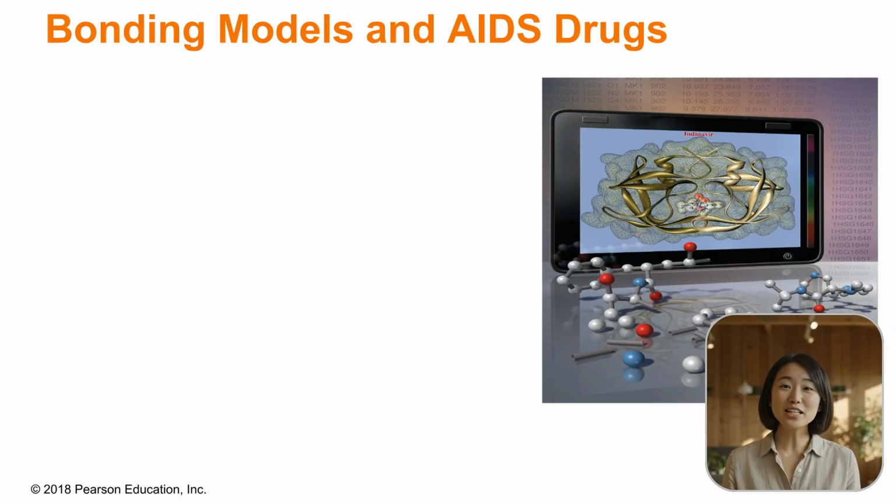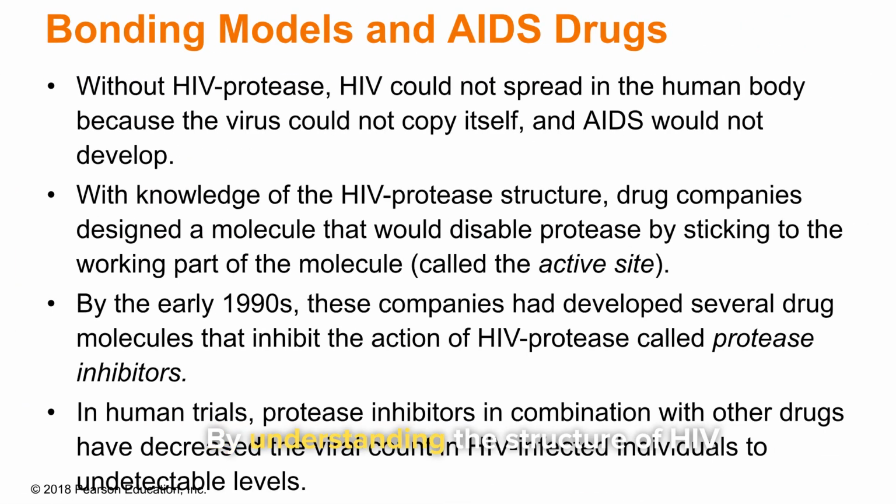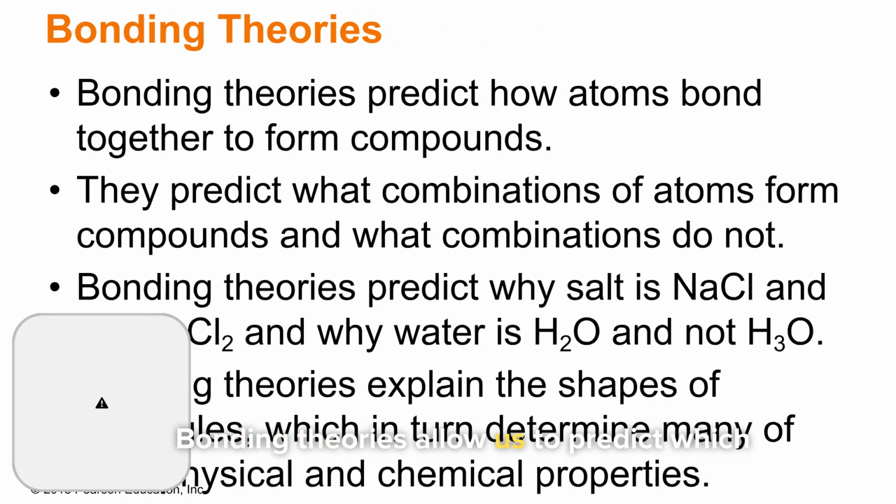covalent compounds. Bonding theories are crucial in science. For example, researchers used these models in 1989 to study HIV protease, a protein essential for the HIV virus to replicate. By understanding the structure of HIV protease, scientists developed protease inhibitors that disable the virus, helping patients manage HIV and live healthier lives. Bonding theories allow us to predict which atoms will form stable compounds.